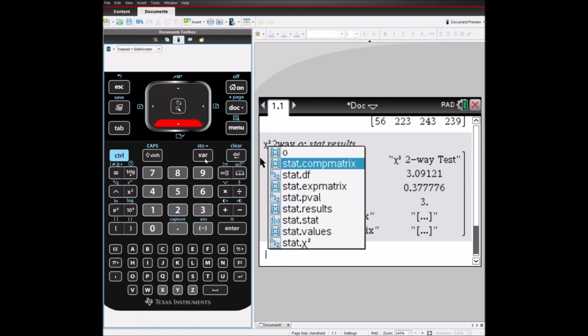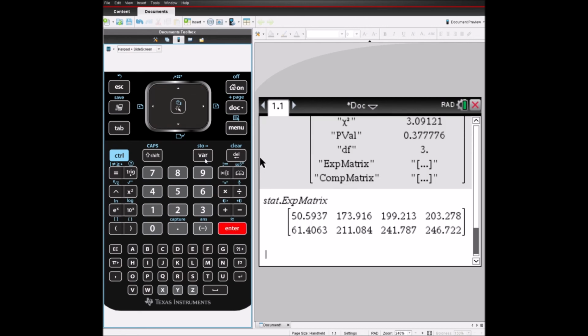And the ones with stat dot something, those are all the ones that were created by the statistical application that we use, in this case the two-way test. So we want stat.exp matrix. Press enter twice, and those are all of the expected counts. You don't have to do them by hand whatsoever.